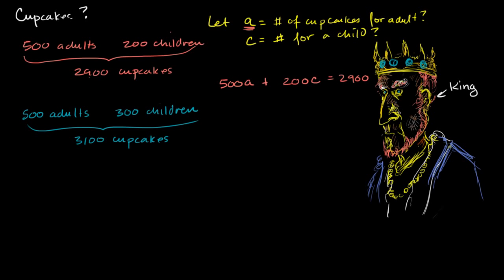Apply that same logic to the blue party right over here, this blue information. How can we represent this algebraically? Well, once again, how many total cupcakes did the adults eat? Well, you had 500 adults, and they each ate A cupcakes, which is an unknown right now. And then what about the children? Where you had 300 children, and they each ate C cupcakes. And so if you add up all the cupcakes that the adults ate plus all the cupcakes that the children ate, you get to 3,100 cupcakes.